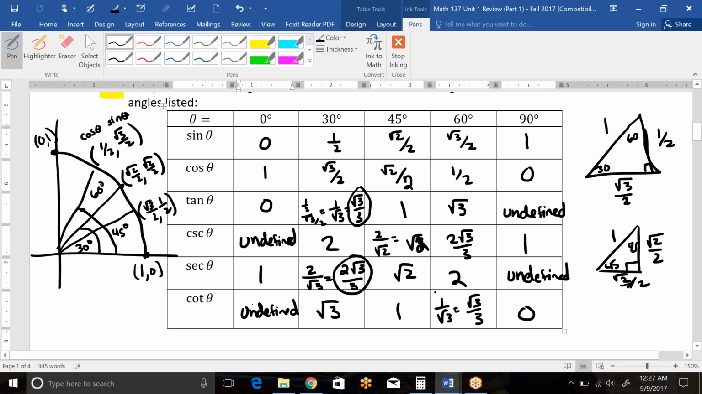Now, it is weird to see it in this chart format because we're used to writing it long ways, but this is essentially just find sine, cosine, and tangent for each of these, and then flip them to get the other pieces, the reciprocals.